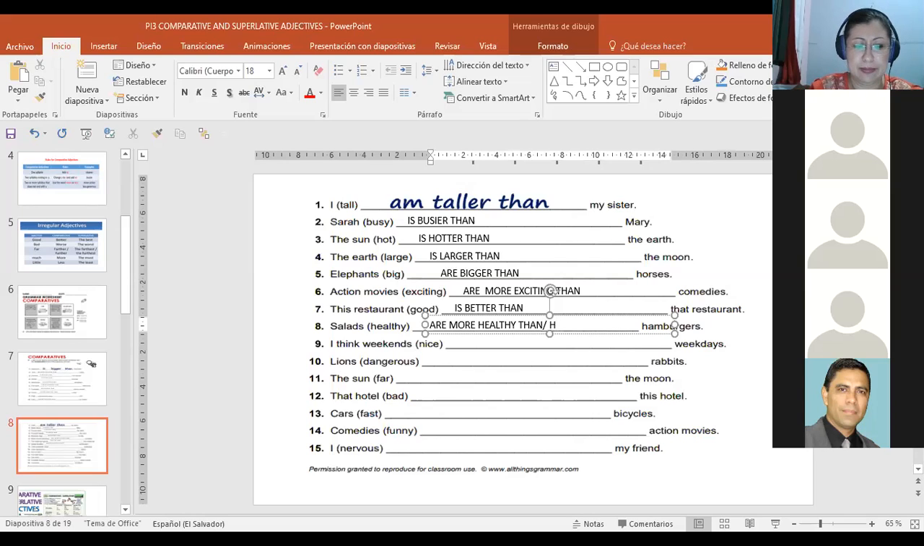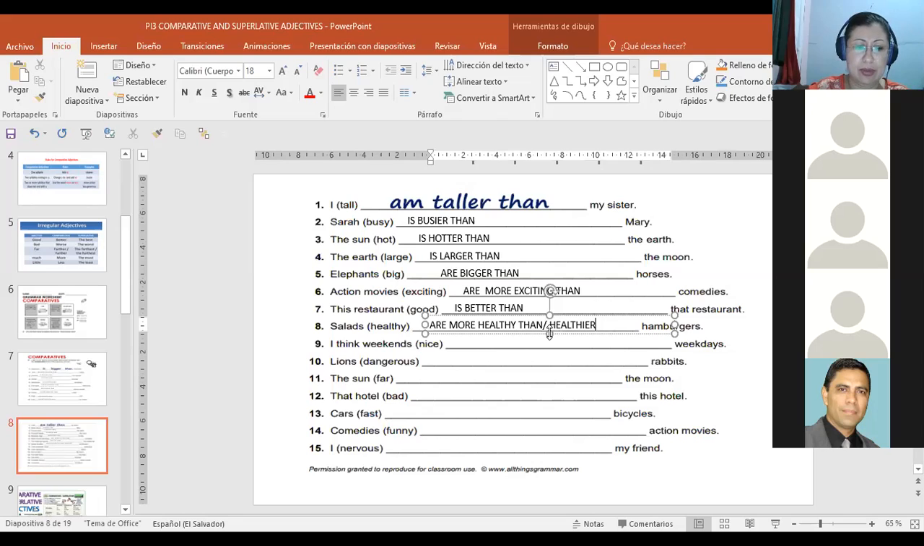Vamos a ver si lo logramos desmitificar. Healthier. En algunos casos puede usarlo de ambas formas. Yeah, salads are healthier than hamburgers. Y sí existe. Healthier, for example, healthier fast food. Es como la comida rápida más saludable. Si usted dice more healthy, tampoco está mal. Usted puede decir salads are more healthy than hamburgers, o salads are healthier than hamburgers. Yeah, because I have read sentences in that way. Y también puede ser que encuentre wealthier.